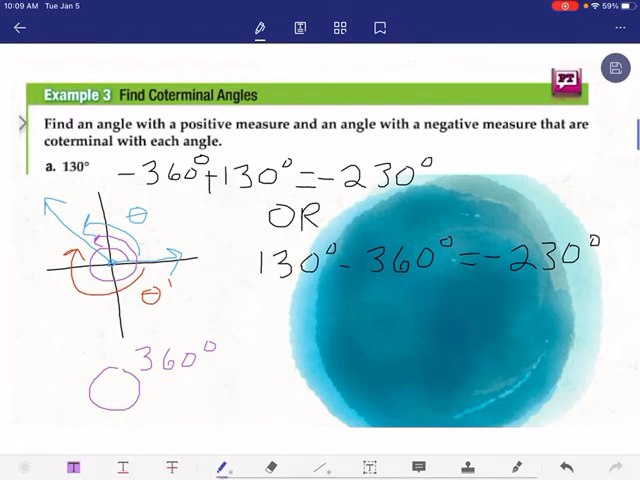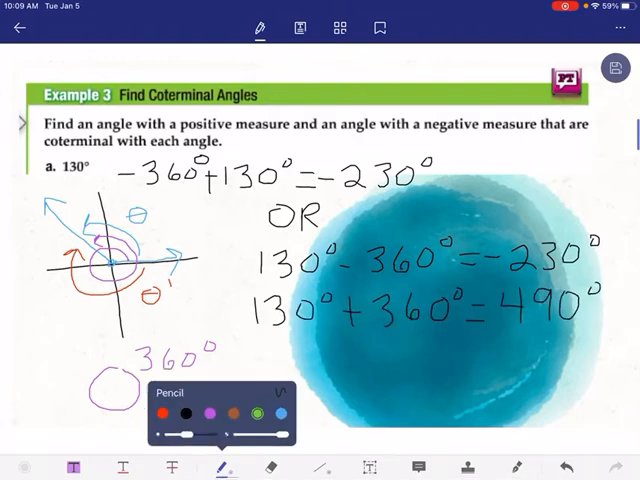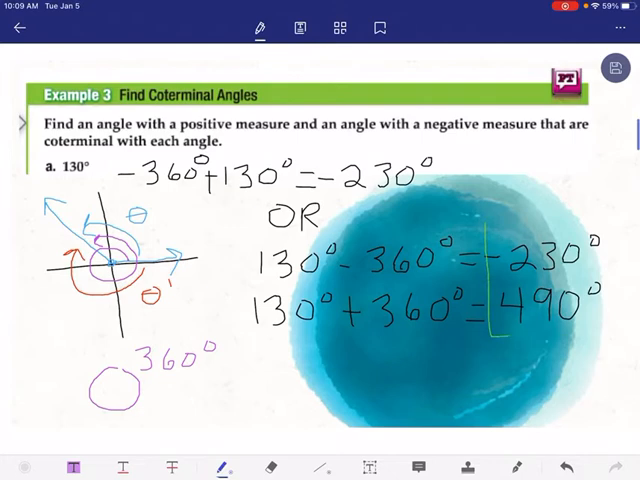So we still end up at the same spot, but basically what we've done is we've taken 130 degrees and added 360 degrees, or added a full rotation, which gets us 490 degrees. So in general, we can always add or subtract 360 in order to find a coterminal angle.